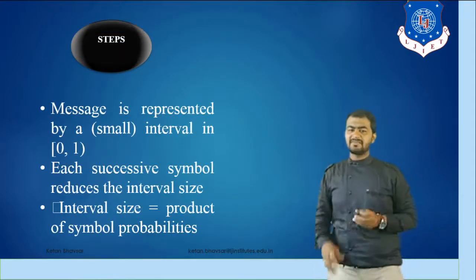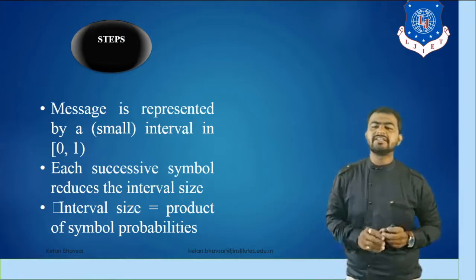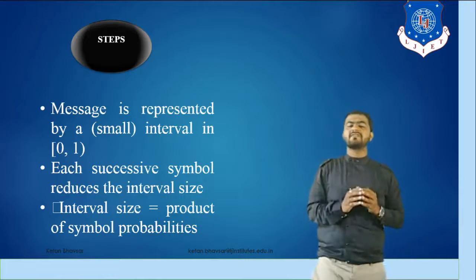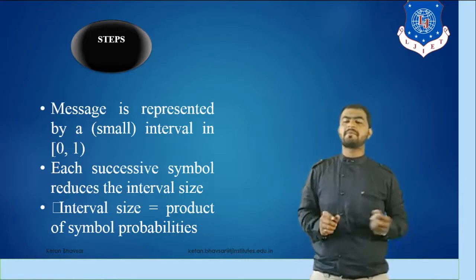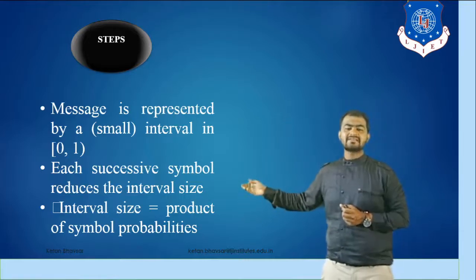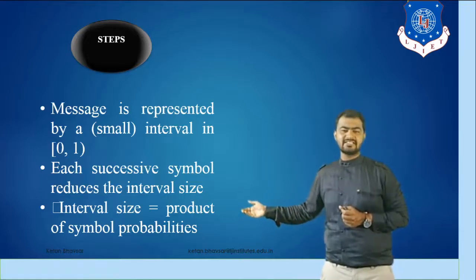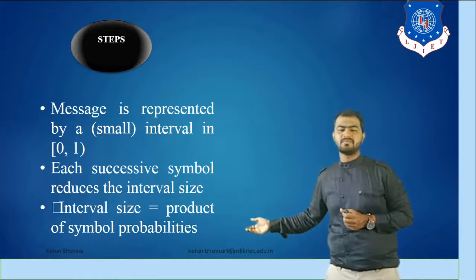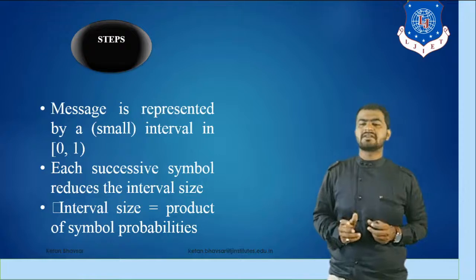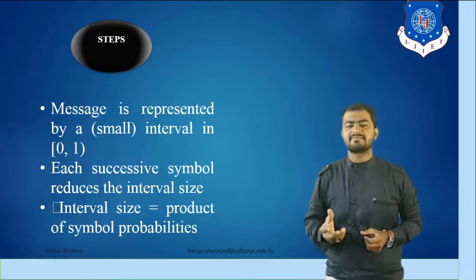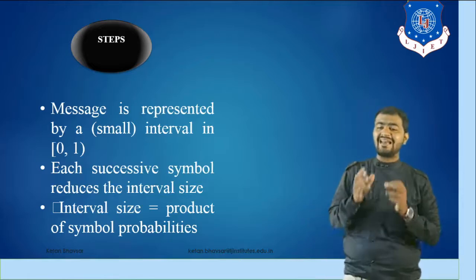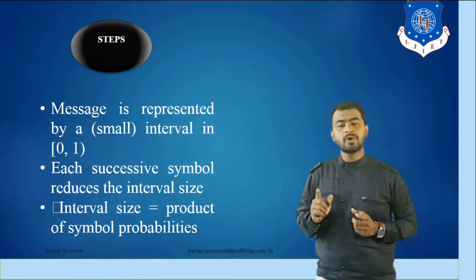Now the steps. The message is represented by a small interval in terms of 0 to 1. When we talk about probability, ultimately we have a range of 0 to 1, where 0 is the minimum probability and 1 is the maximum probability. Each successive symbol reduces the interval size, where the interval size is equal to the product of the symbol probabilities. So whenever we work with successive symbols and intervals, we work specifically on symbol based applications, and for that we have a range from 0 to 1 only.